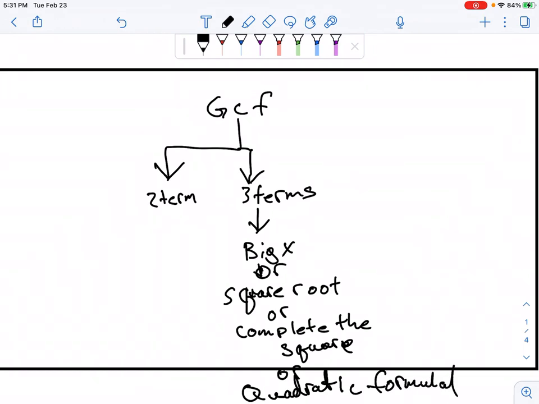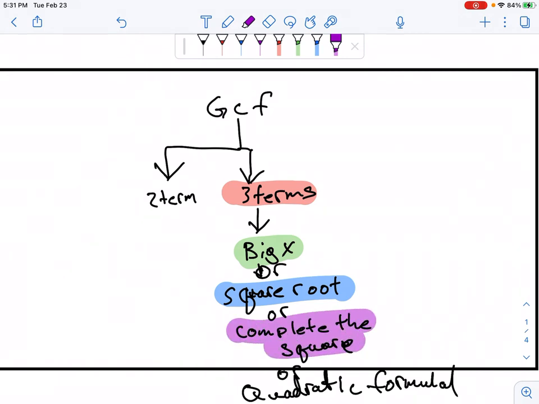It depends on what conditions exist. With 3 terms, you can use the big X. You could take the square root. You could complete the square. Or now we're looking at, we could use the quadratic formula. So there's a bunch of strategies for 3 terms, depending on the patterns that exist in the 3 terms. We always want to do the easiest one.